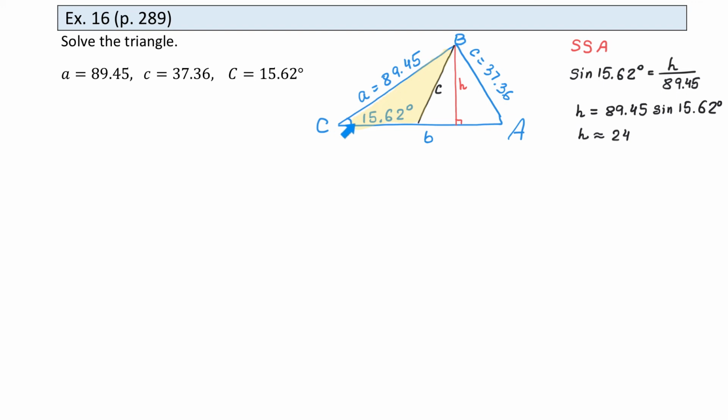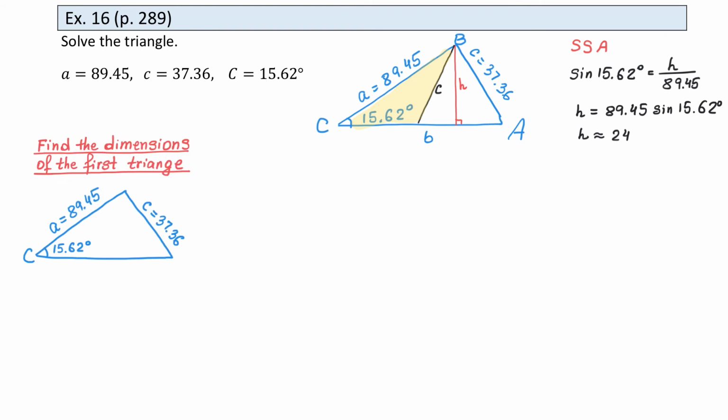For example, for this big triangle, this is going to be angle A, but for this triangle, this is going to be angle A. Or if for the big triangle, this is side B, for this triangle, this is going to be side B. We will start by finding the dimensions of the big triangle. So here to the left we have the triangle with the given side C, side A, and angle C. And in this triangle, let's call this angle A sub 1, the top one B sub 1, and the side B sub 1. Then, when we solve the second triangle, we will call these dimensions A sub 2, B sub 2, and side B sub 2.